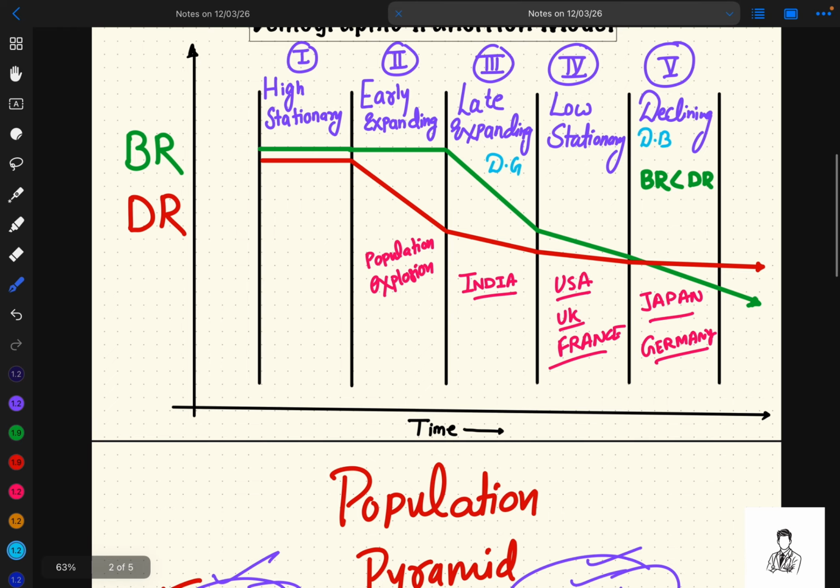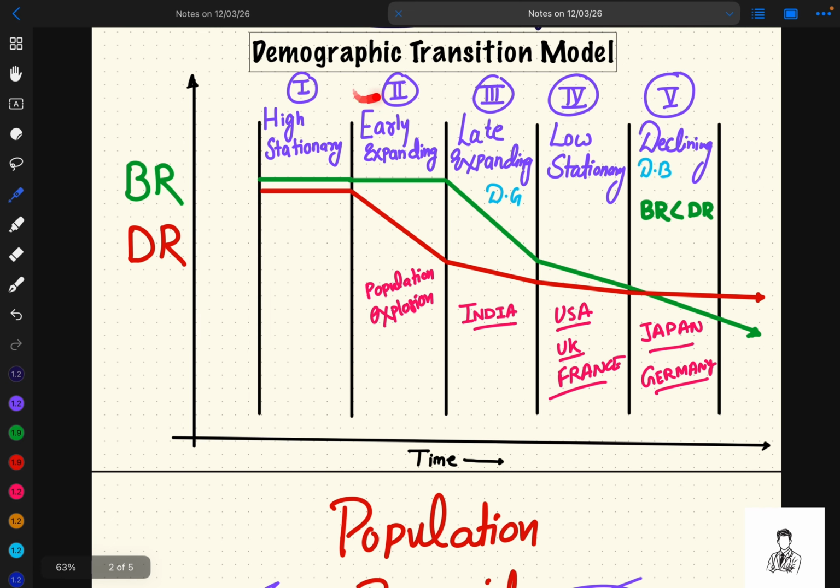Okay, stage 2, quick points now. Stage 2, population explosion. Stage 3, India, late expanding, the demographic gift. Stage 5, declining, demographic burden, Japan and Germany, right? And stage 4 is for developed countries.